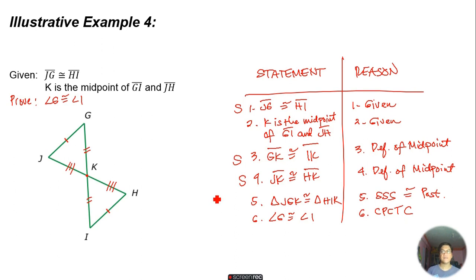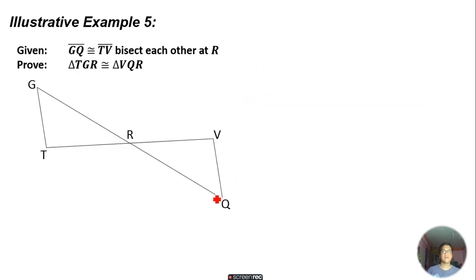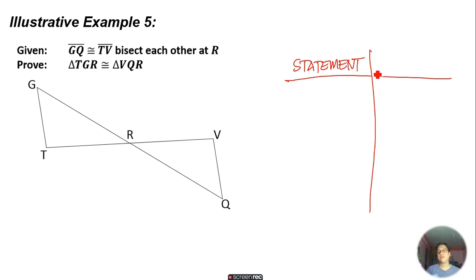Okay, so next, example number 5. Given, GQ is congruent to TV and they bisect each other at R. So, let's again write the two-column proof. I hope that we will be getting a different congruence postulate here, not SSS anymore. Let's just see.